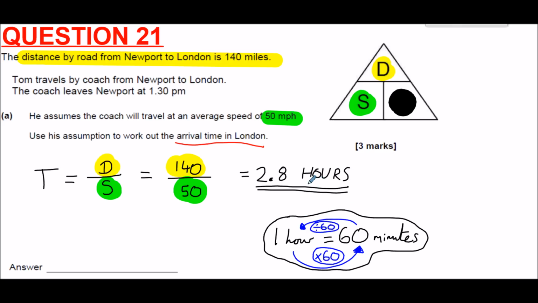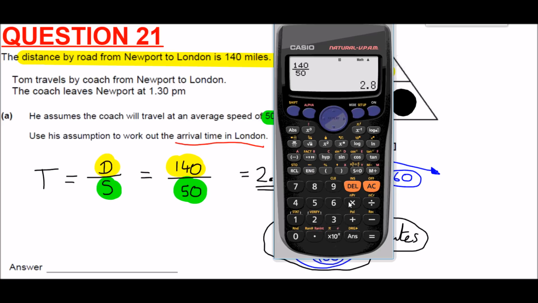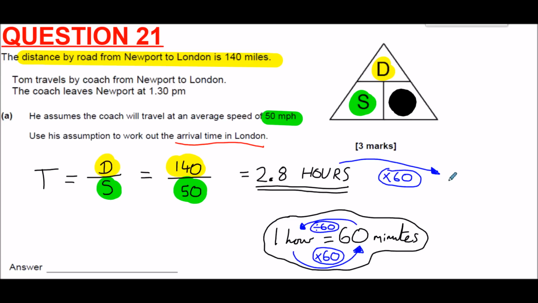So using this fact, we can convert this time into minutes by simply multiplying the whole thing by 60. So if we multiply 2.8 by 60, that'll tell us the time in minutes. 2.8 times 60 is 168 minutes.